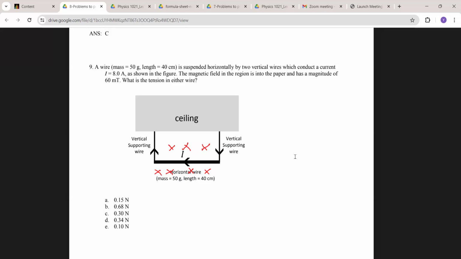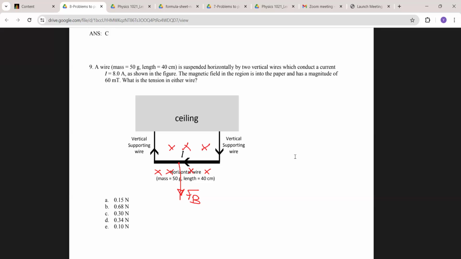I cross B would be the magnetic force. So the magnetic force F_B would be downward. The magnetic field in the region is into the paper and the magnitude is 60 millitesla. What is the tension in either wire?